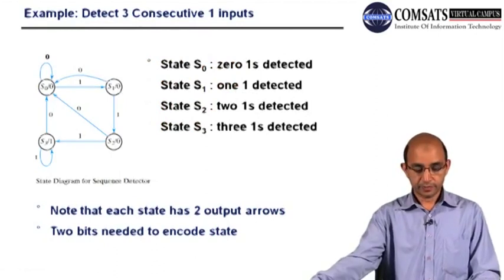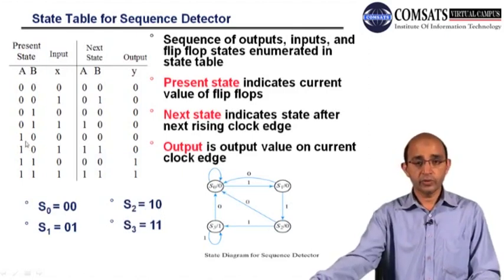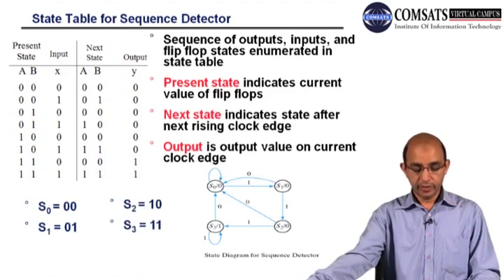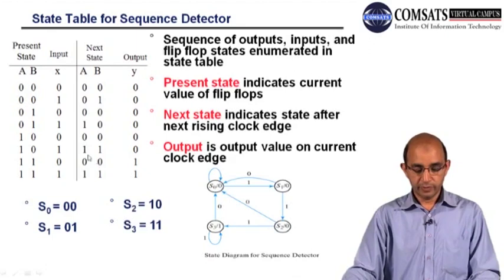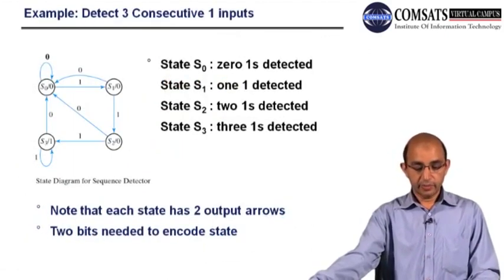Same is the case for 1 0. Now we are here at 1 0, and 1 0 is S2. If we are at 1 0, that is S2, and we have applied 1, then we have to move to 1 1. So this is a transition. This is the present state and this is the next state. So all you need is the state diagram.